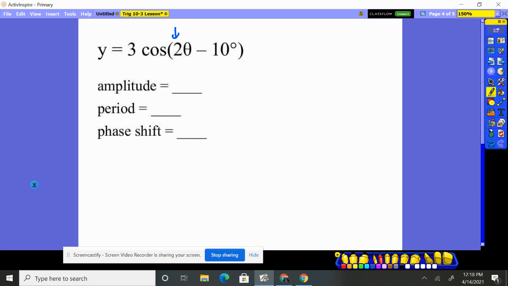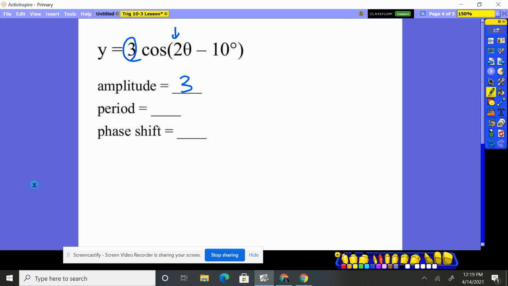So amplitude. In this case, the number out front, 3. That's a gimme. We'll never miss that question. Now, the period and phase shift are a little bit different. You can't just go 2 and 10. That's not going to work. The period is actually how many degrees.